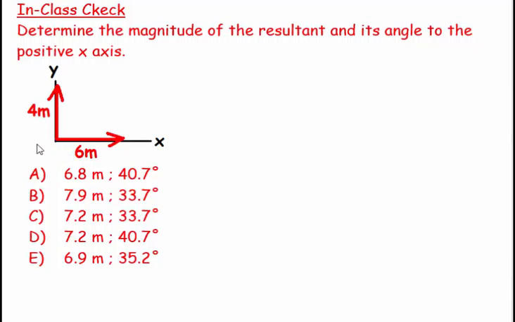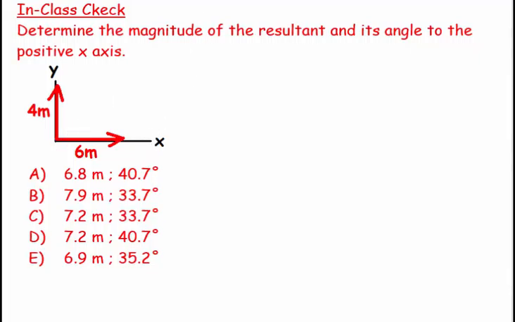So we've added up a whole bunch of x components and we've added up a whole bunch of y components. And we found that our final x component value was 6 meters. This is the displacement vector. And our y component was plus 4 meters. So we have our two components, and so we'd like to find the magnitude and the direction of the actual true resultant.